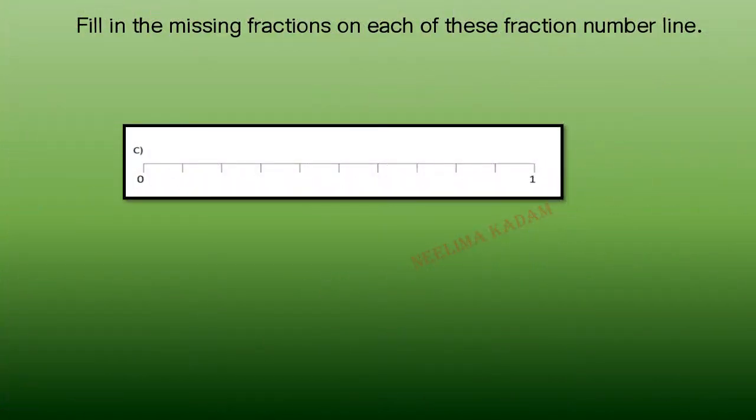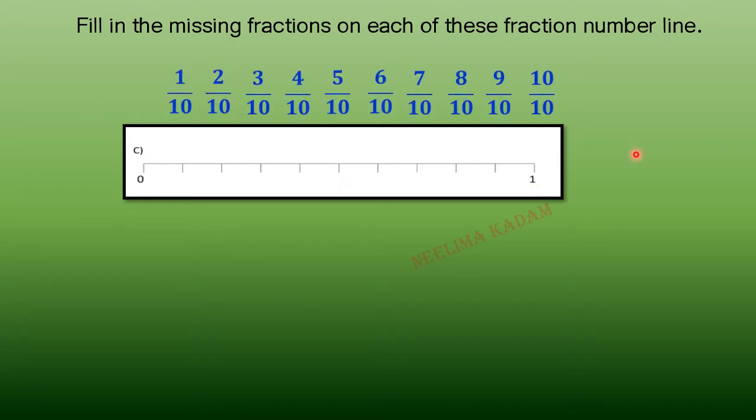One example and revise. Fill in the missing fractions on each of these fraction number lines. Dear friends, if we want to show the fractions on the number line, here 0 to 1, that is 1 unit. First, calculate in how many equal parts this 1 unit is divided. Just count them: 0 to 1, 2, 3, 4, 5, 6, 7, 8, 9 and 10. Here 1 unit is divided into 10 equal parts. Therefore, we will denote them by 1 by 10, 2 by 10, etc.